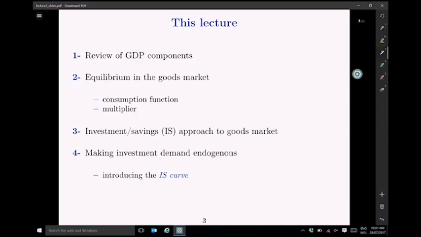We first review the GDP components, that is from the demand side. There are 4 components of GDP. We'll review that. And then we'll provide you with the equilibrium condition in the goods market. That is, when the goods market is in equilibrium, what we observe. And then third, we show you that there's another way to look at the equilibrium condition in the goods market, the investment-saving approach. And lastly, we'll formally derive the IS curve. This is the plan for today's lecture.